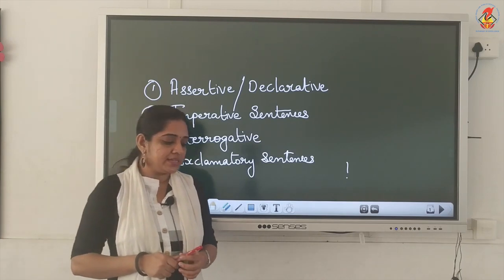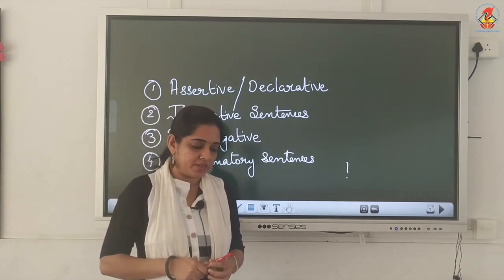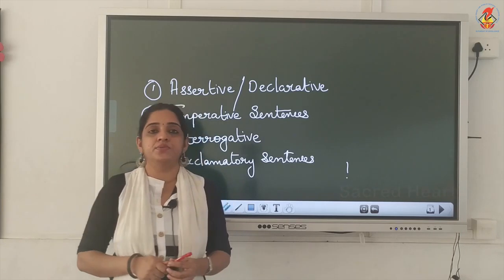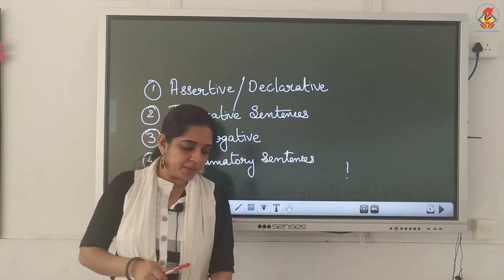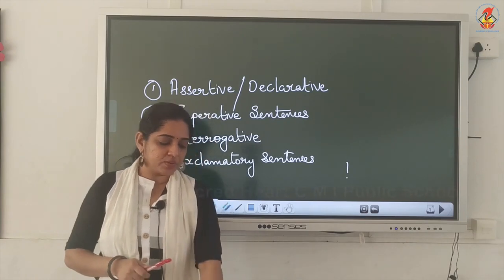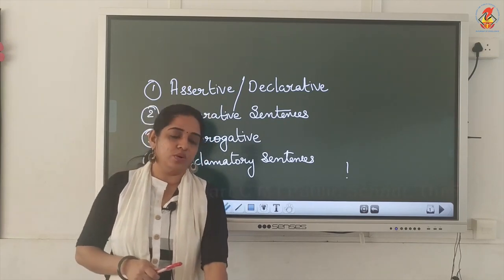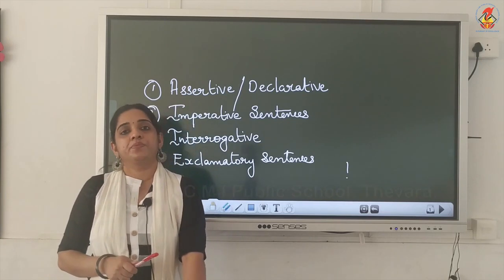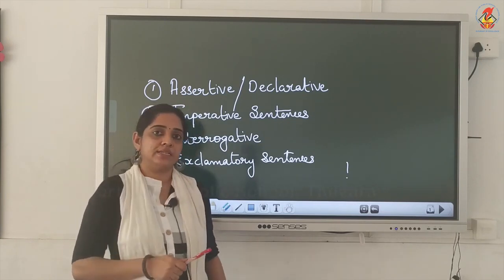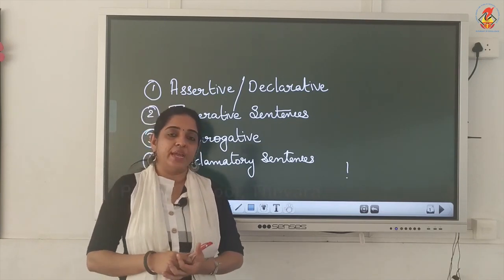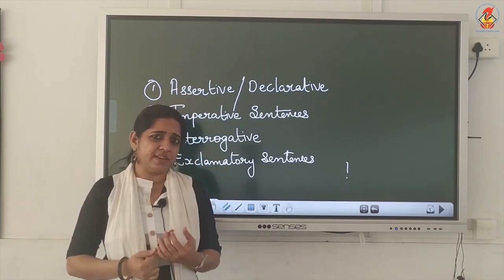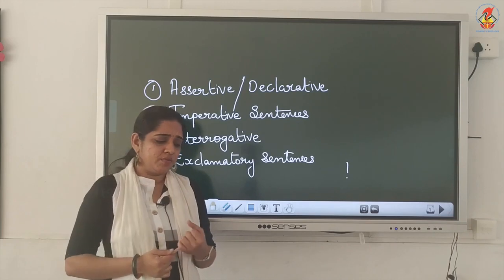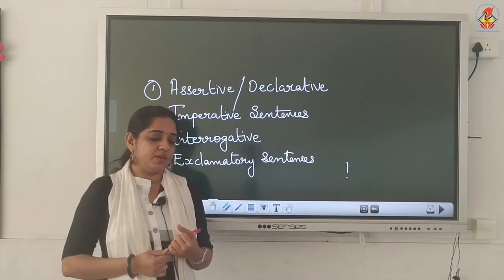Identify the following sentences as assertive, imperative, interrogative or exclamatory. You have 9 questions in section D, and see the first one, I will help you. Napoleon was a great leader. What type of sentence is that? Just guess. Napoleon was a great leader.